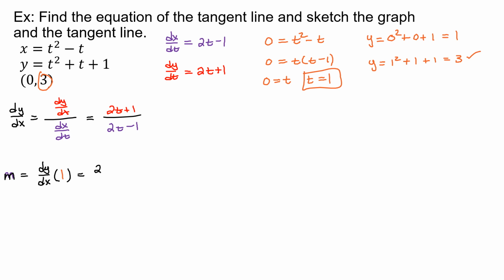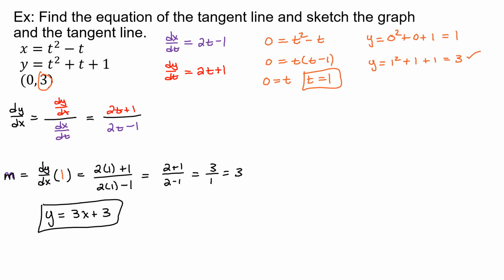And so I'll have 2 times 1 plus 1 over 2 times 1 minus 1. That's 2 plus 1 over 2 minus 1, which is 3 over 1, which is 3. I have a slope. In this case, I actually have the slope and the y-intercept. 0, 3 is the y-intercept. So you could do just y equals mx plus b if you wanted to. If I do that, I'd get 3x plus 3. That's the equation of my tangent line.